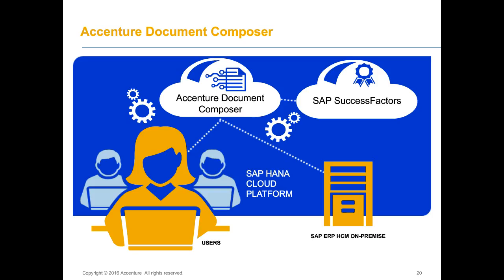Okay, the next tool that we'll discuss briefly here is Accenture Document Composer. And the whole idea here is that it can be a real challenge to create correspondence for employees. So what do I mean by correspondence? I mean, if you think about the types of documents that you're sending out to your employees today, where you're taking information from your source system of record, which is SuccessFactors in this case, probably Employee Central, and you're pushing that data out to employees, right?